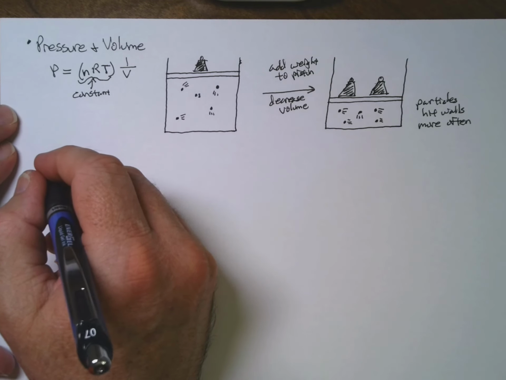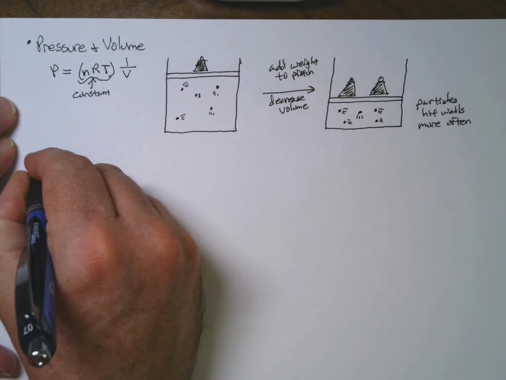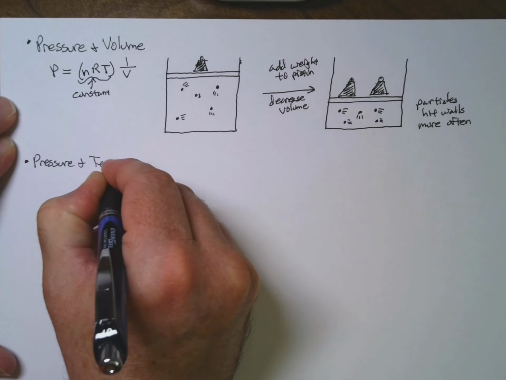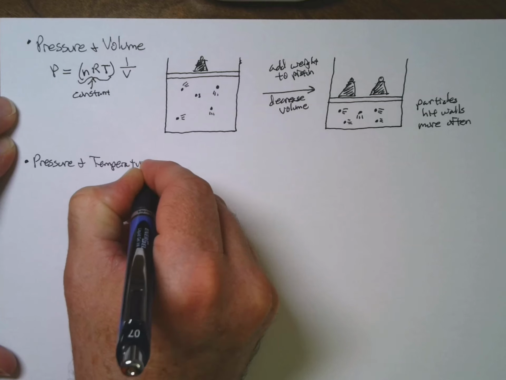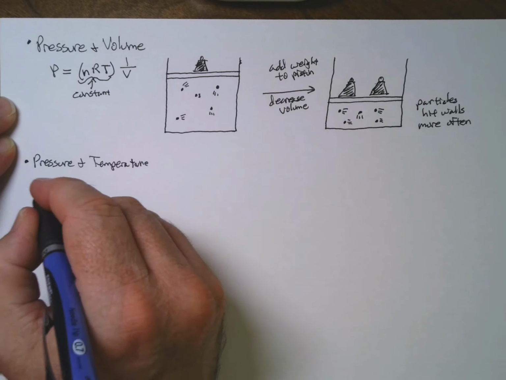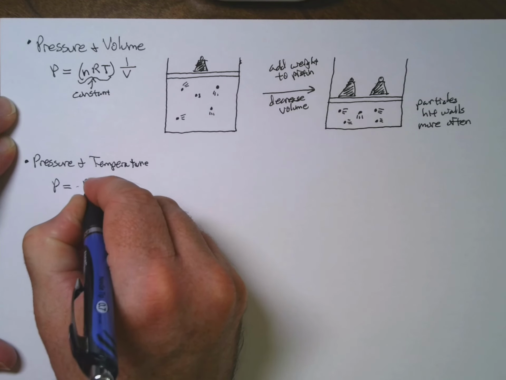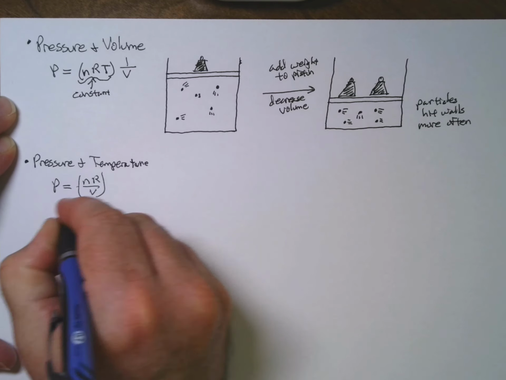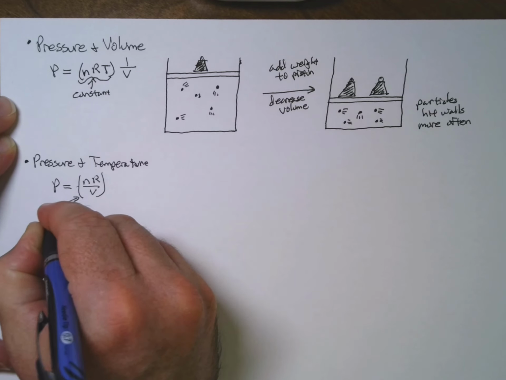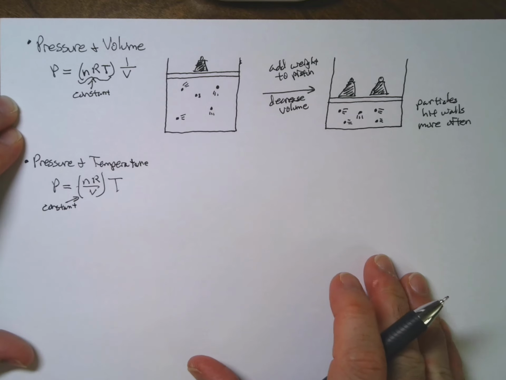All right, now pressure and temperature. I believe this is Gay-Lussac's law. We have pressure equals nR over V, which of course is our constant here, times T. Pressure is proportional to temperature.